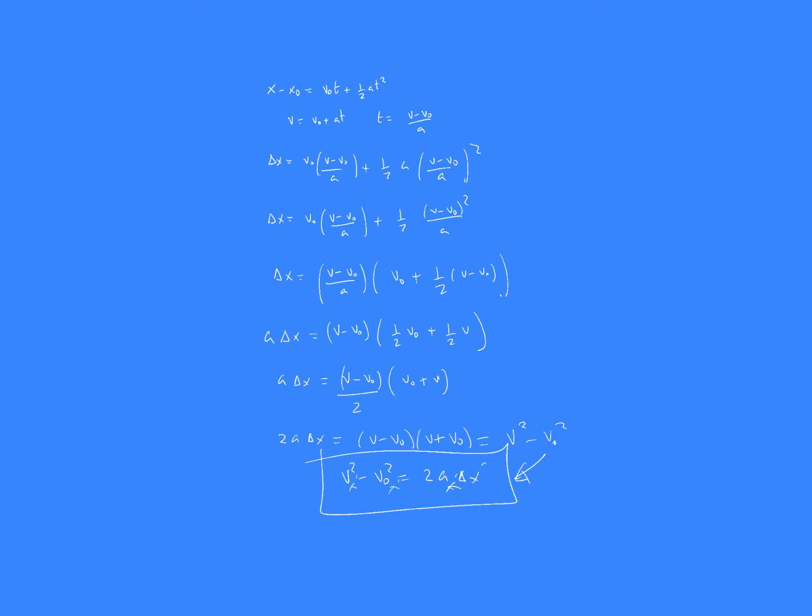You see, the acceleration has units of meters per second squared, and the displacement has units of meters. So this will be meters squared per second squared, and the velocity squared also has units of meters squared per second squared. So this equation, dimensionally speaking, is correct. Okay, that's all.